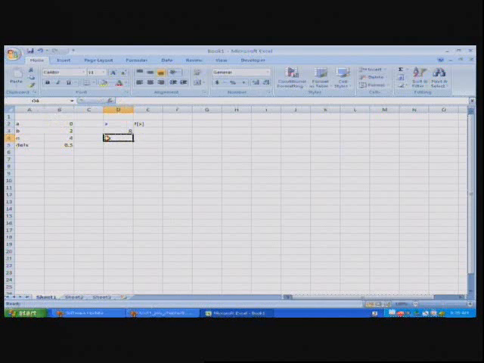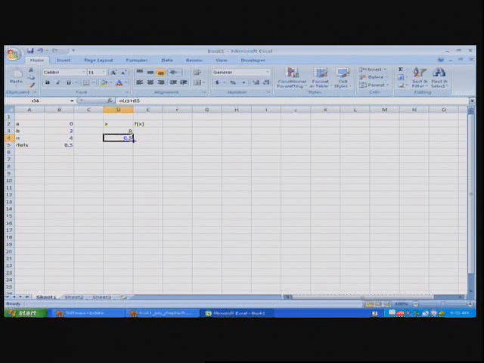Okay, now to get to the next coordinate, what do I have to do? Well, I have to add delta x to the previous one, right? So I can say equals, and then you could take what was in this one, D3, and then add delta x. Hit enter.